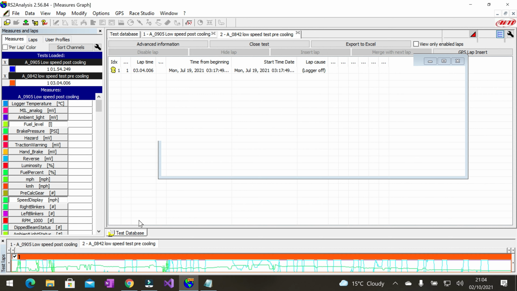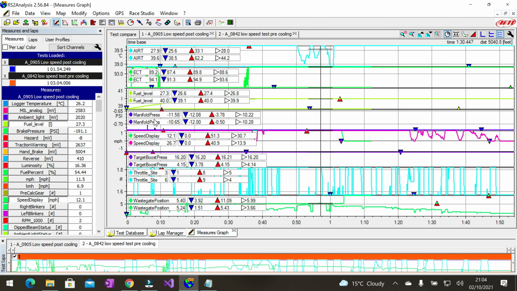Now, if we open the two data sets, Race Studio Analysis, I've set it up so that it allows me to align the two data sets on top of each other so I can see them. So if you're not familiar with this tool, I'll just quickly go over some of the things that you're looking at here because it may not make much sense unless you're familiar with this tool.